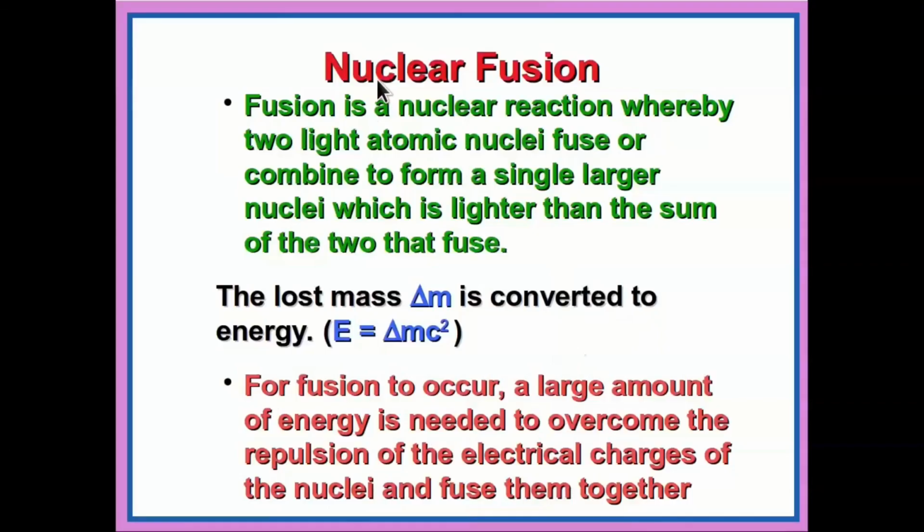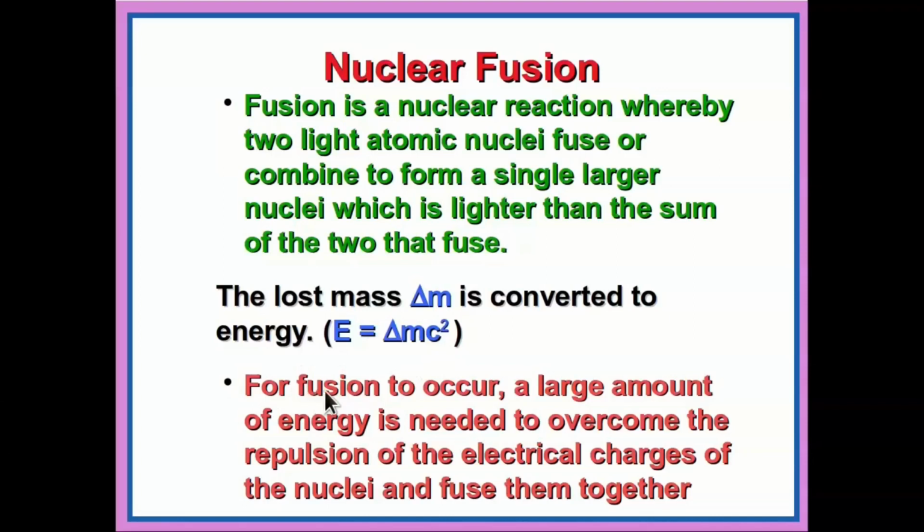Now coming to the alternate process of nuclear fusion. As we have seen, it is a nuclear reaction whereby two light atomic nuclei fuse or combine to form a single larger nucleus, which is lighter than the sum of the two that fuse. The lost mass, delta M, is converted to energy. E equals delta M times c squared.